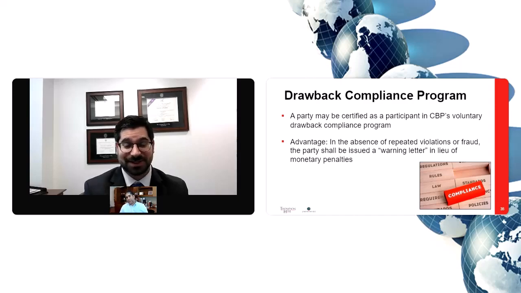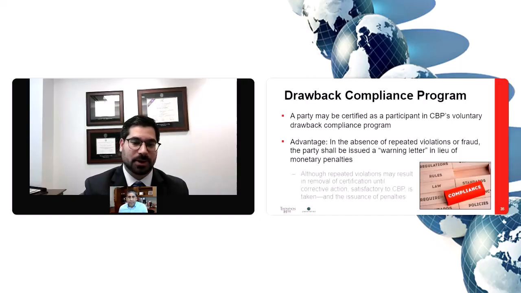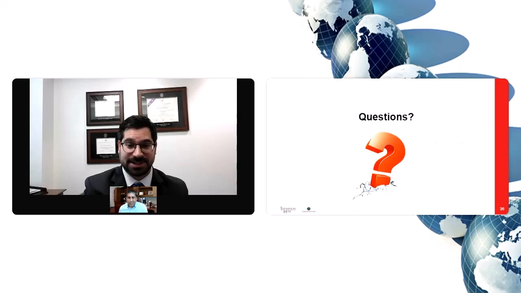Of course, if there are repeated violations or fraud, then the party in this instance would risk not simply monetary penalties, but also removal from certification until a certain corrective action is taken, and specifically action that is satisfactory to CBP. So with that, it's a lot of information. Again, this is an extremely complicated and complex area of customs law. We are happy to take your questions now.